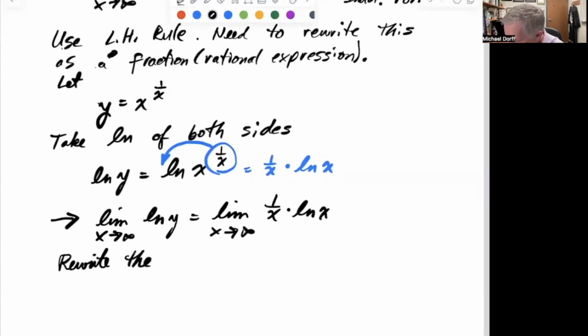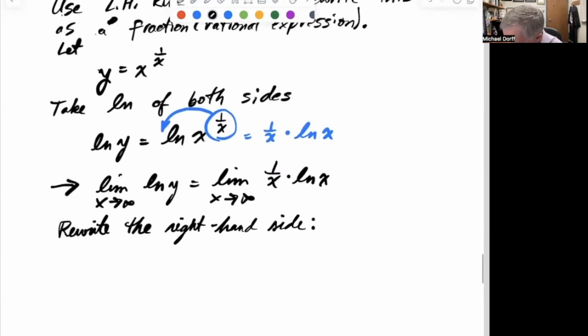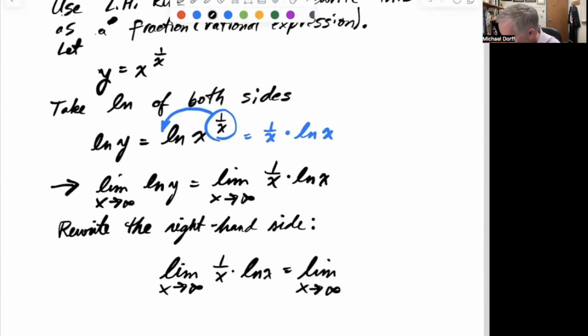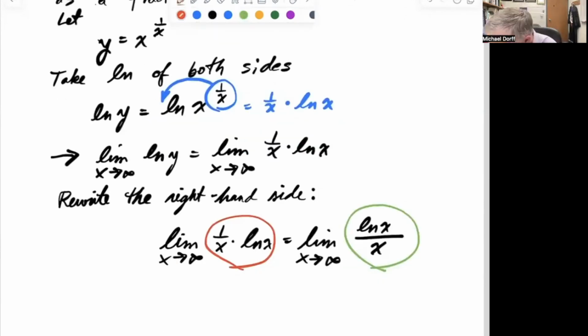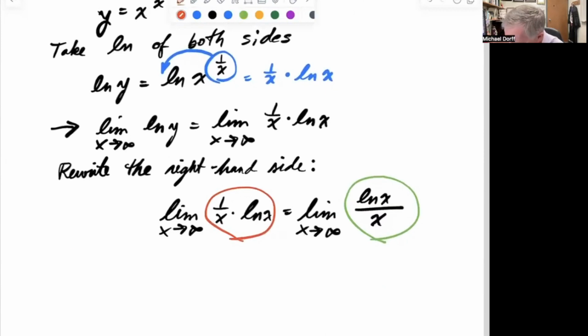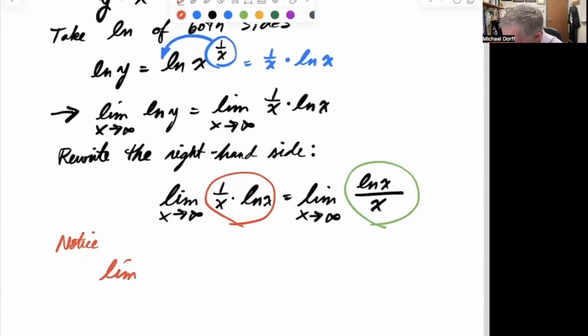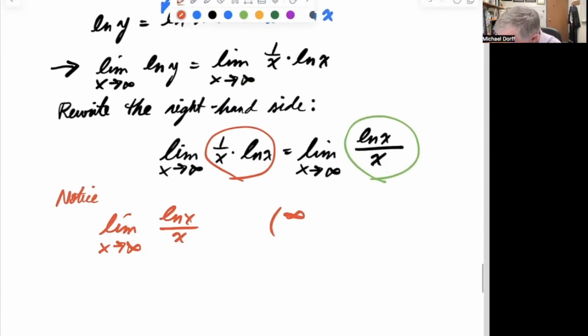So rewrite the right-hand side. We're going to have the limit as x goes to infinity of 1 over x times natural log of x. We're going to write that as a rational expression by putting natural log of x in the numerator and x in the denominator. So what we've done is that this red part is equal to the green part. Now, if I do direct substitution, natural log of x as x goes to infinity is infinity. And why is that?